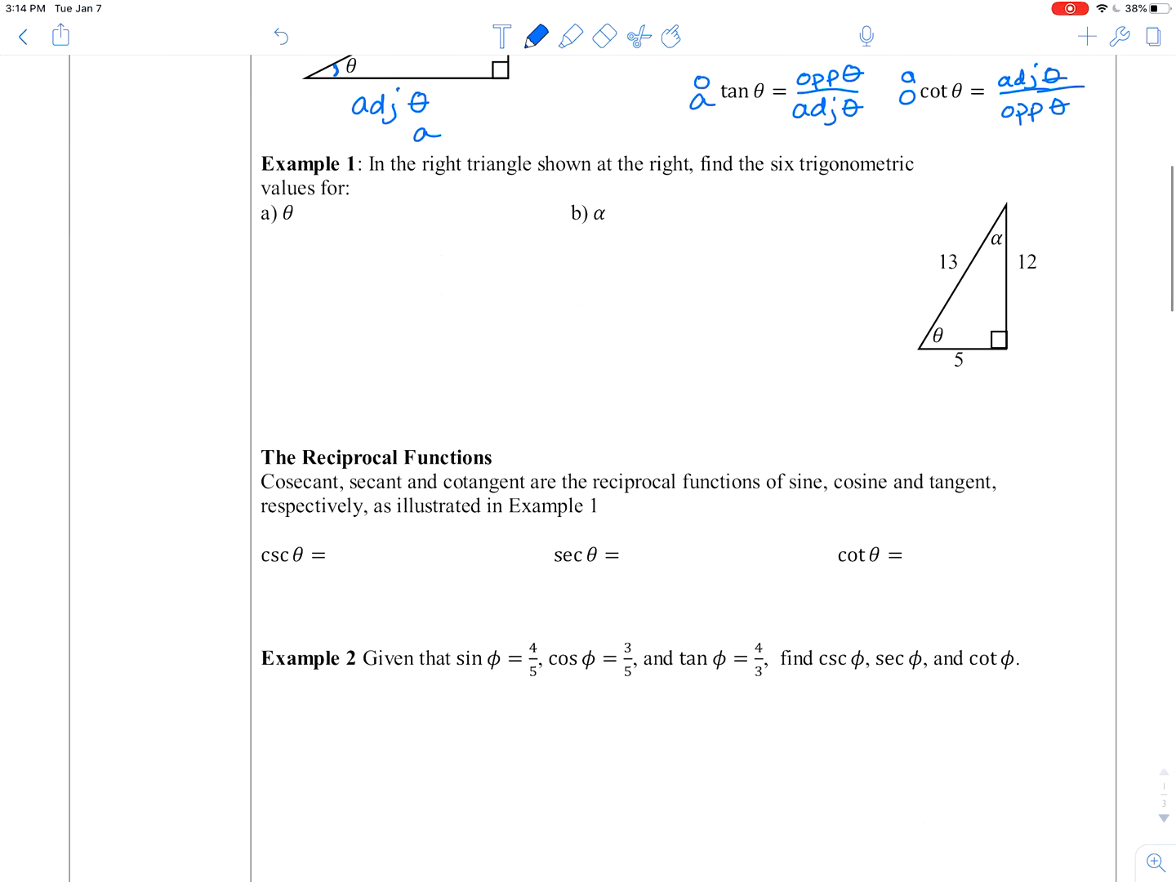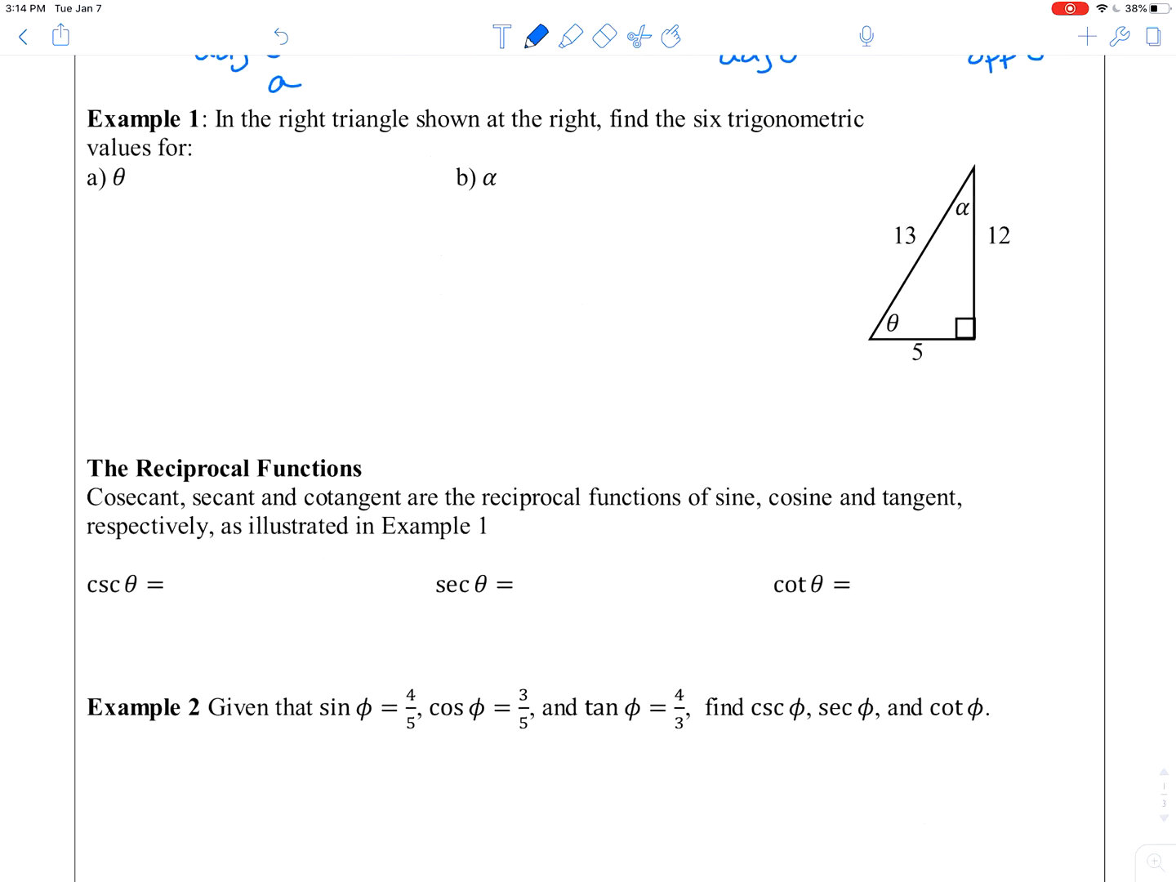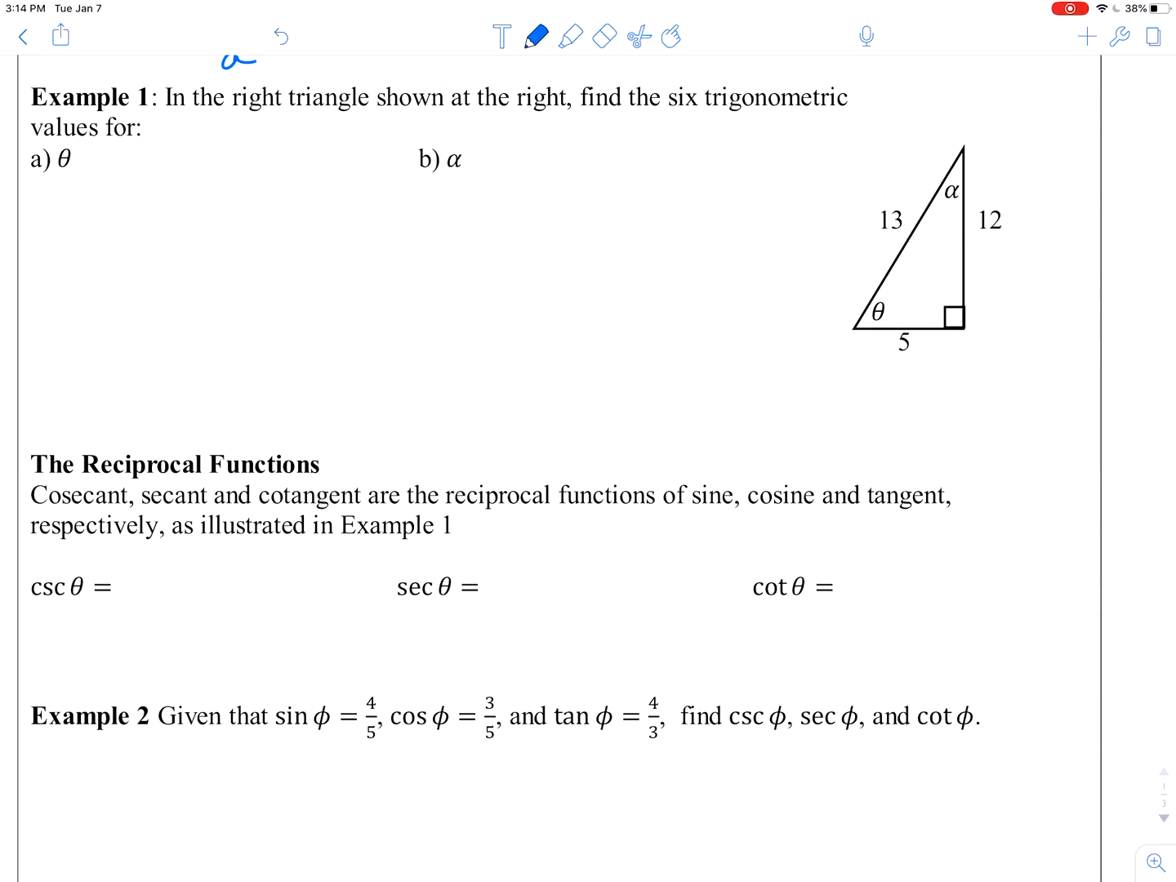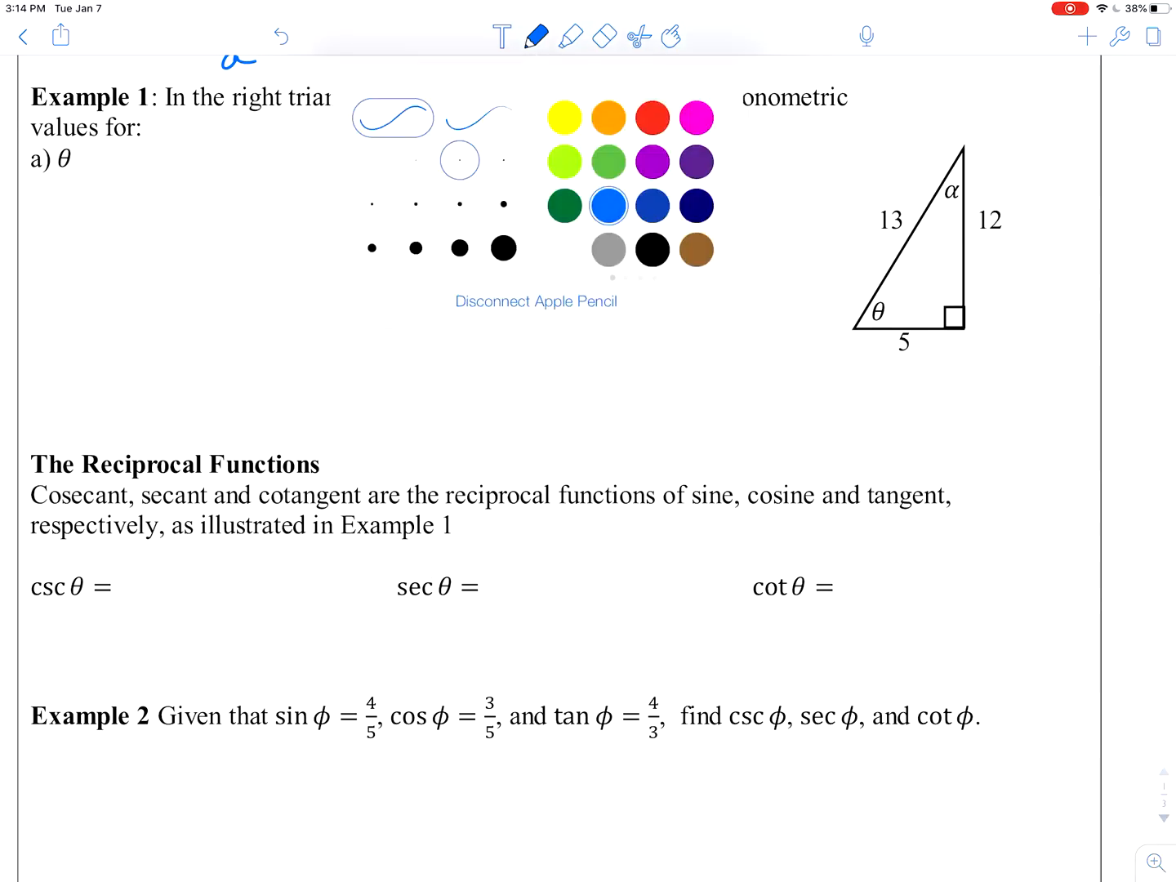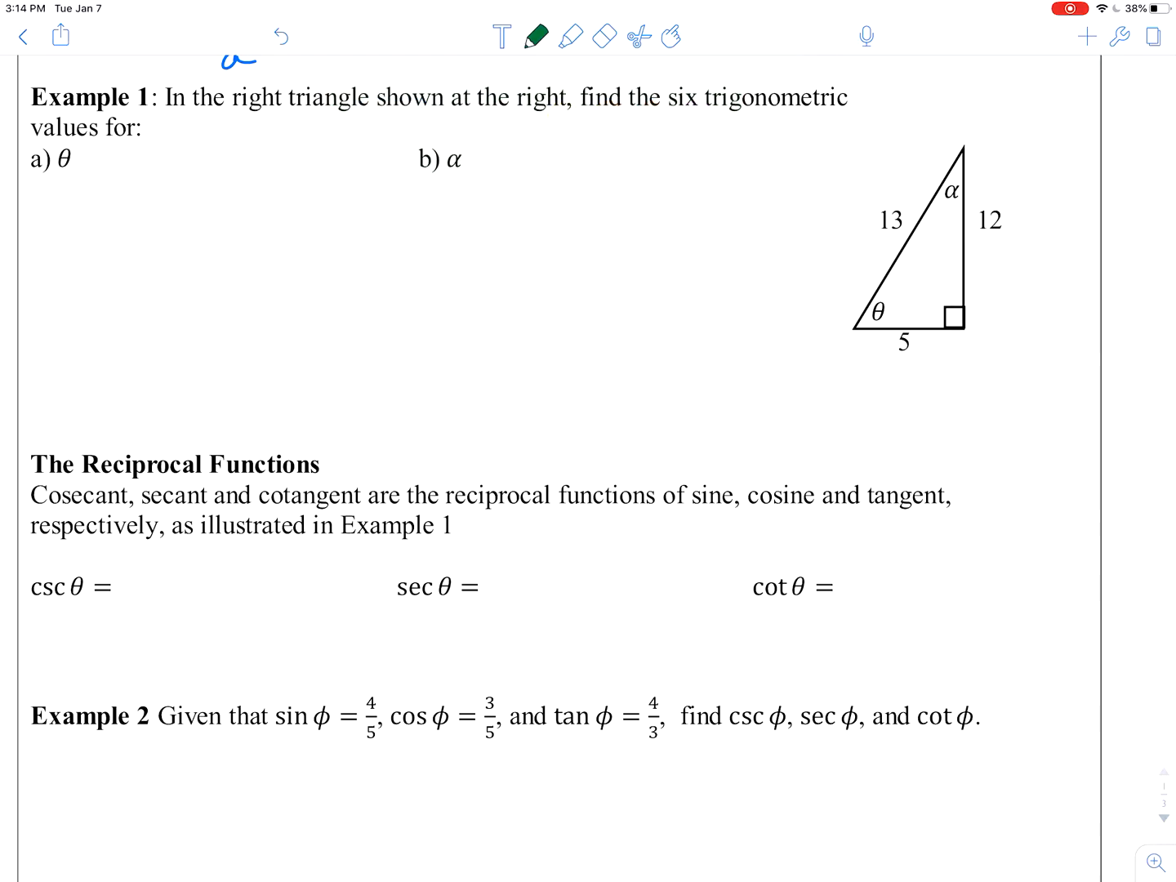Okay, let's take a look at the example here. We have an example in the right triangle shown at the right. Find the 6 trig values for theta and alpha. So remember what I told you. You're going to start from the angle's perspective and label the angle out so that you can write your trig function. So we'll start with angle theta. Here's angle theta. In respect to angle theta, this would be your opposite leg, or your opposite side, here's your adjacent side, and of course here's your hypotenuse.